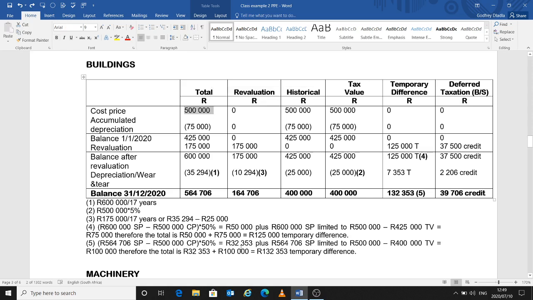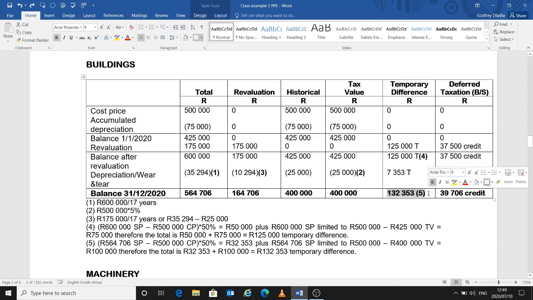Now you'll see here it says plus 564, which is the selling price. I must limit it to 500, the cost price, minus the tax value. It then gives me a recoupment of 100,000. Therefore, in total, I've got the 32 coming from capital profit and the 100 coming from the recoupment. My temporary differences will be 132,353, which are demonstrated here.